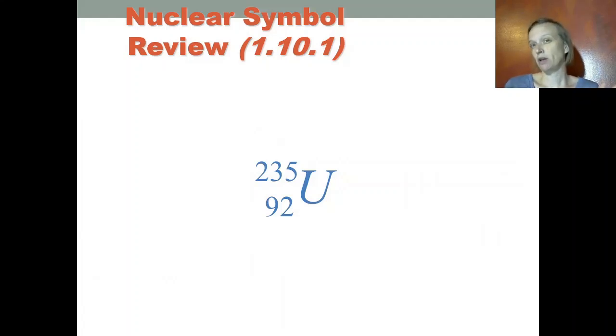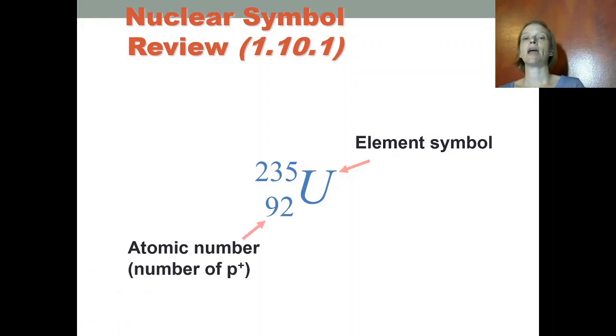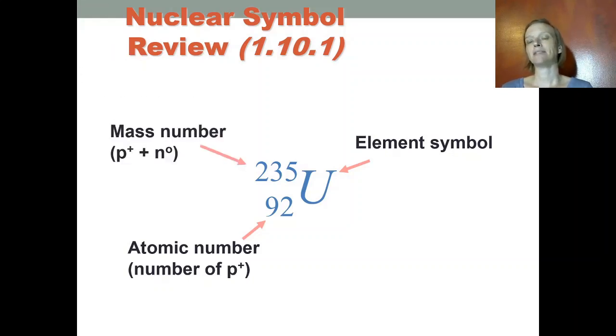So just to refresh our memory, this nuclear symbol, if you see this written down, what does it mean? First, you've got the element symbol. So if you look up U on the periodic table, it's uranium. Next, we have the atomic number. Remember, that tells you the number of protons. Uranium has 92 protons, always. And lastly, we have the mass number, which is the number of protons plus the number of neutrons. This can change between different isotopes. But this particular isotope of uranium has a mass number of 235.